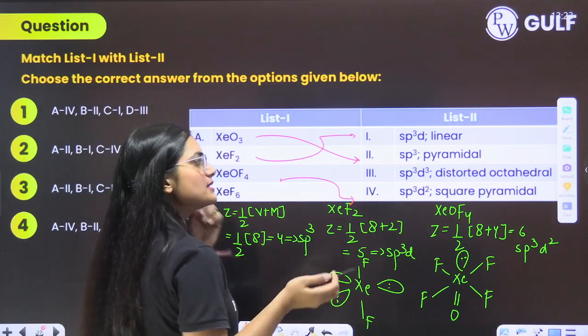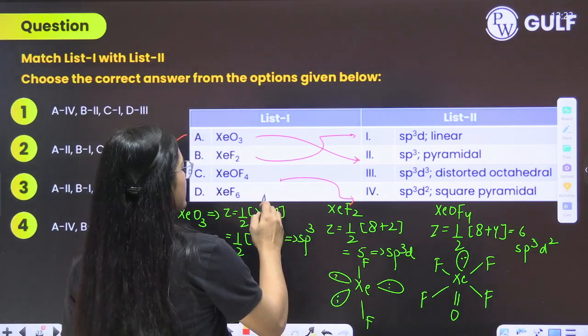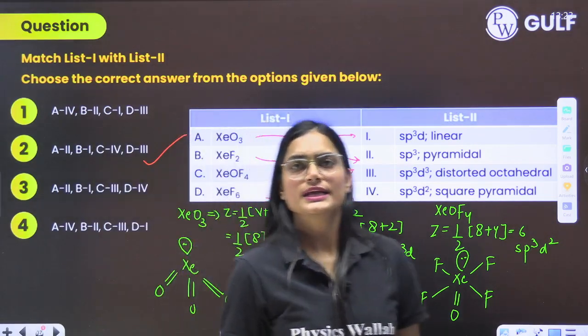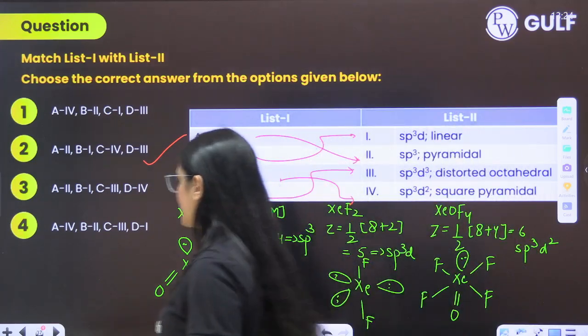XeF6, this is distorted octahedral. So D is matching with 3rd, and its hybridization would be sp3d3. Next one, guys.